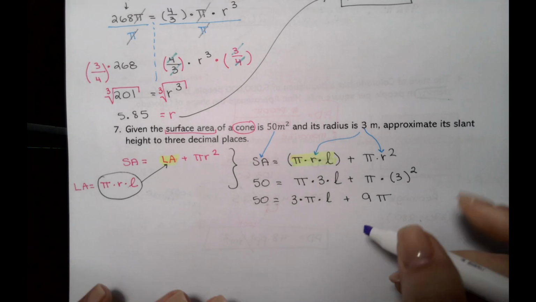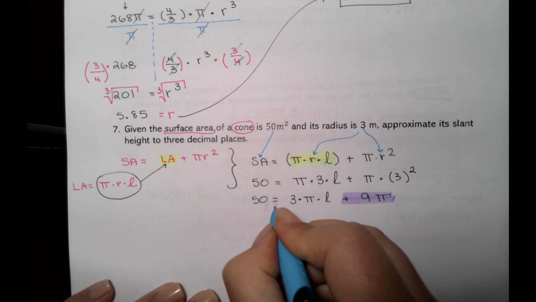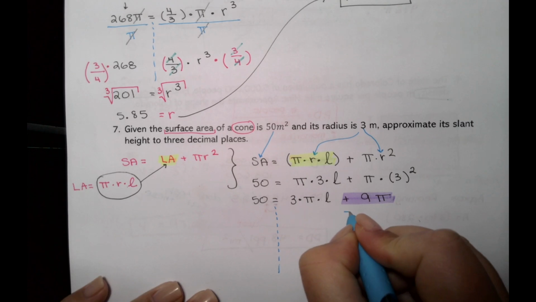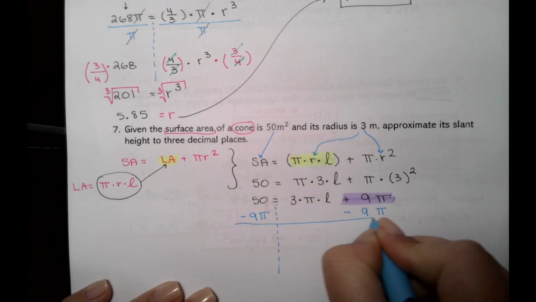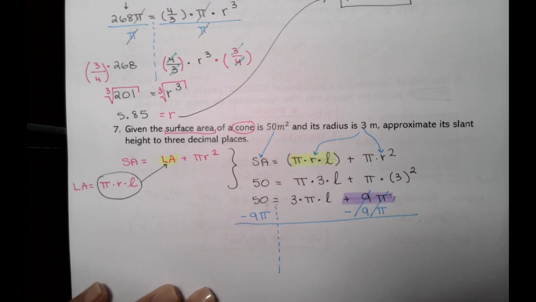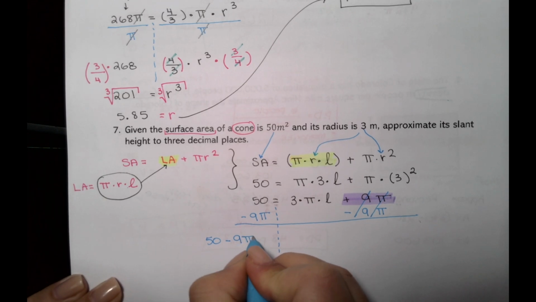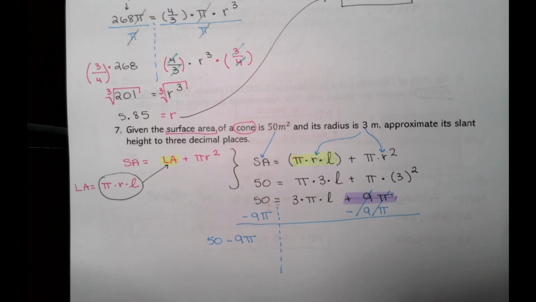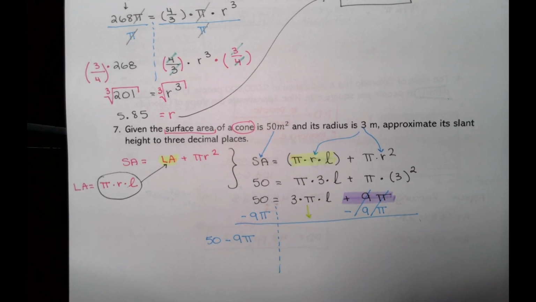So the first thing you're going to do is you're going to see this adding a 9 pi. You're going to go back and revisit the world of IM1, and you're going to subtract 9 pi both sides. That eliminates the 9 and the pi, and we're left with 50 minus 9 pi. If you wish to start typing this into the calculator, go ahead. However, your numbers will end up being off, and if you round too early, your answer is going to be wrong. So be careful here. Bring down your 3 pi times the slant height.